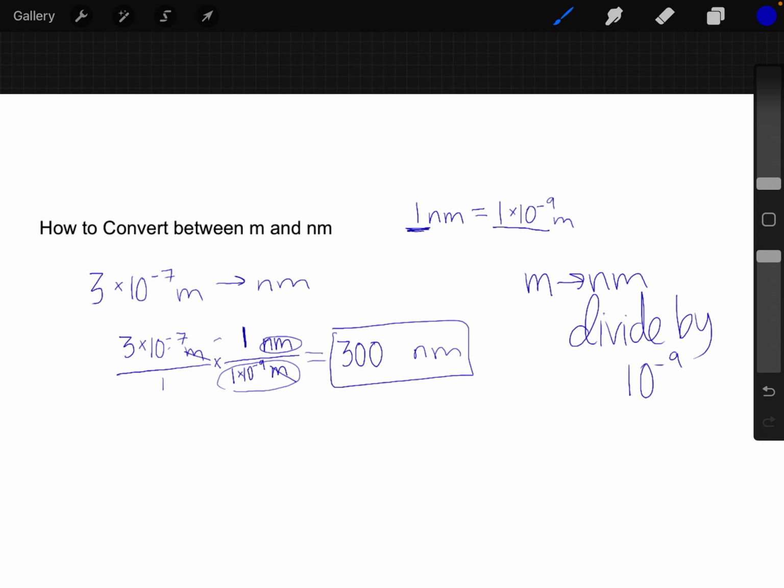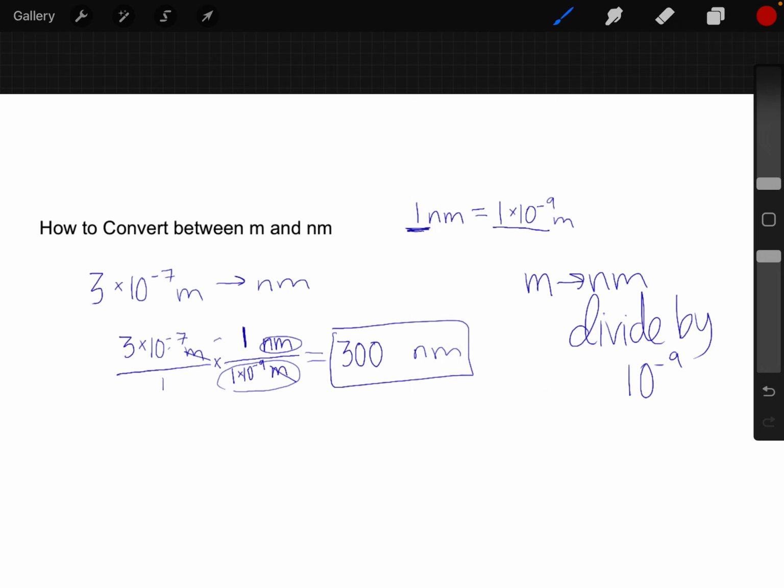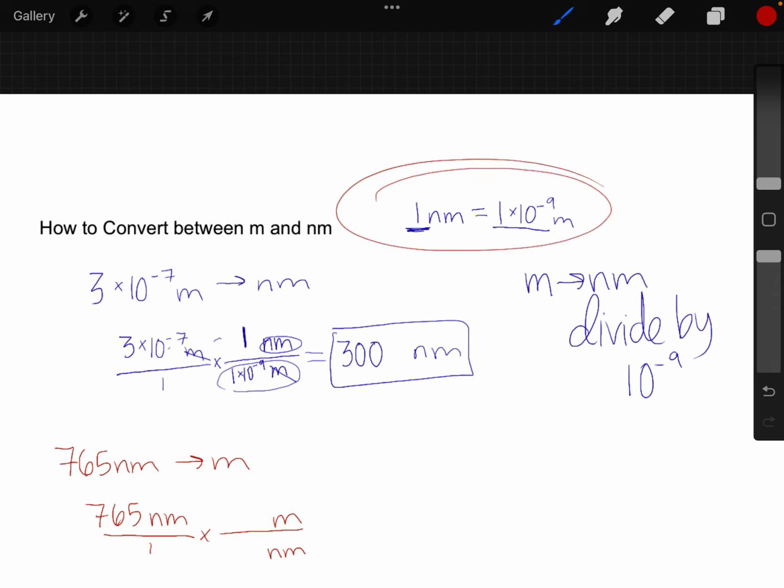Now, what if they ask you to go the opposite way? Let's say I have 765 nanometers, and I want to get to meters. Again, you can follow that dimensional analysis route, so 765 nanometers over 1. And then you're going to put in that conversion factor, again, from your formula sheet. So 1 nanometer for every 1 times 10 to the negative 9th meters. The nanometers cancel out, we're left with meters.